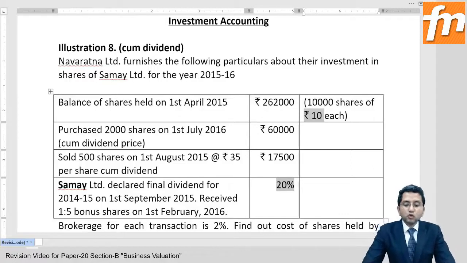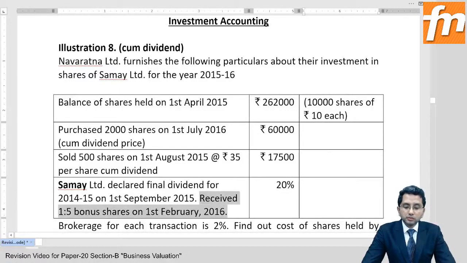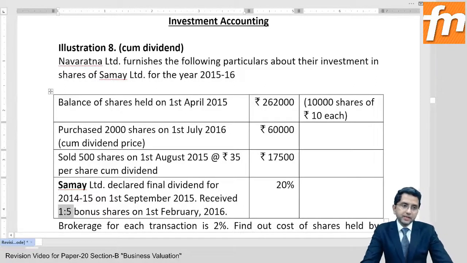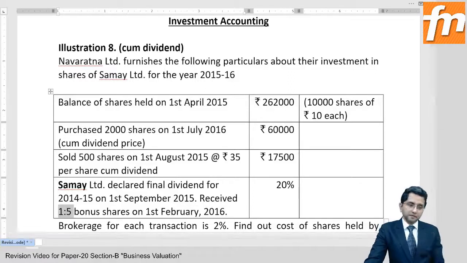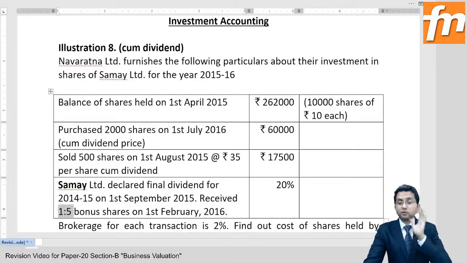Okay, 2 rupees per share is dividend. Also, you receive bonus of 1:5. Whenever this kind of ratio is given, whether for bonus, for split of share, for consolidation of share, or for right issue, if they say A is to B, B is existing and A is proposed.